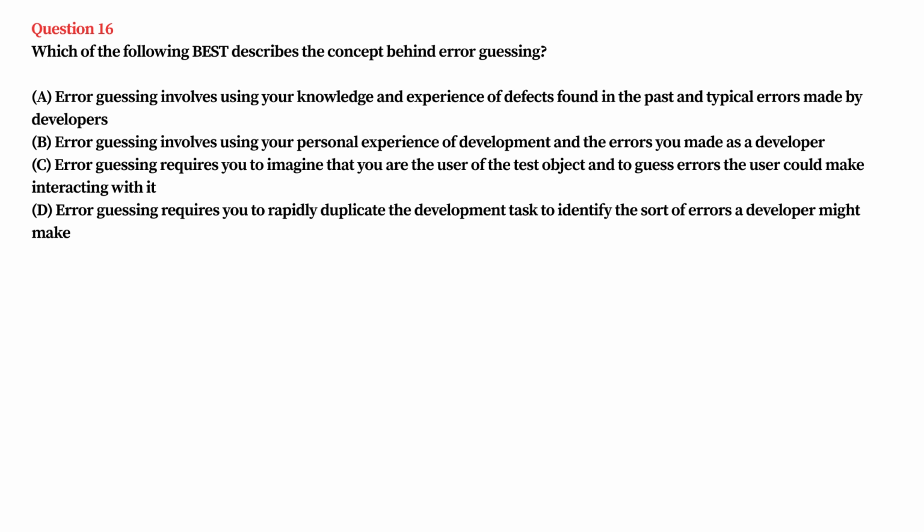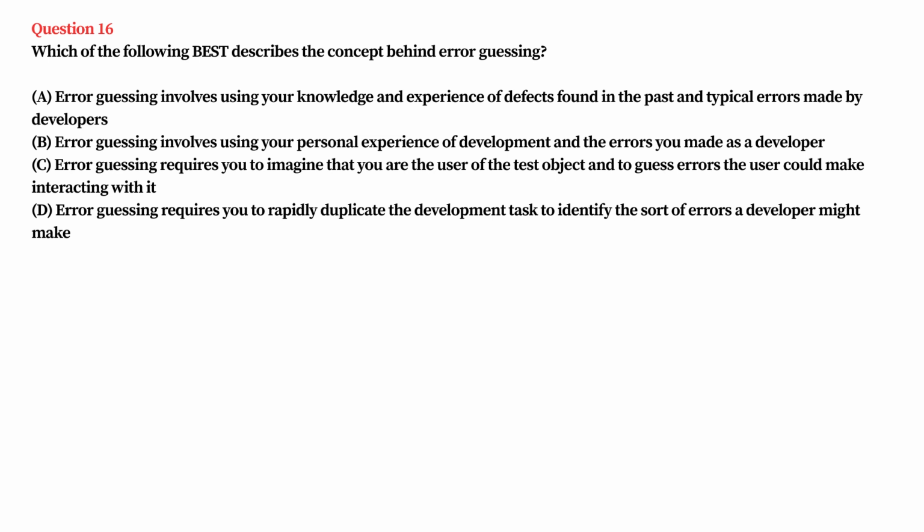Answer A is correct. The basic concept behind error guessing is that the tester tries to guess what errors may have been made by the developer and what defects may be in the test object based on past experience, and sometimes checklists. Answer B is not correct. Although a tester who used to be a developer may use their personal experience to help them when performing error guessing, the test technique is not based on prior knowledge of development.